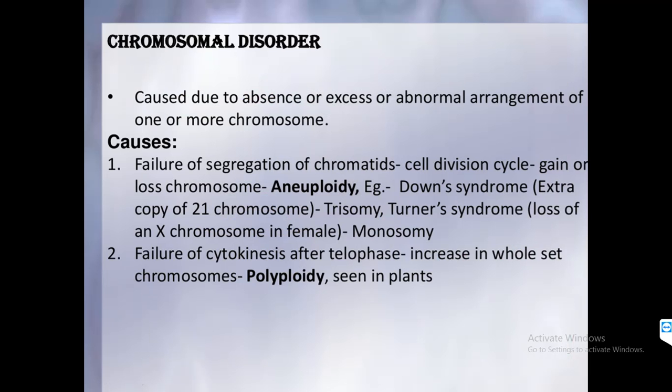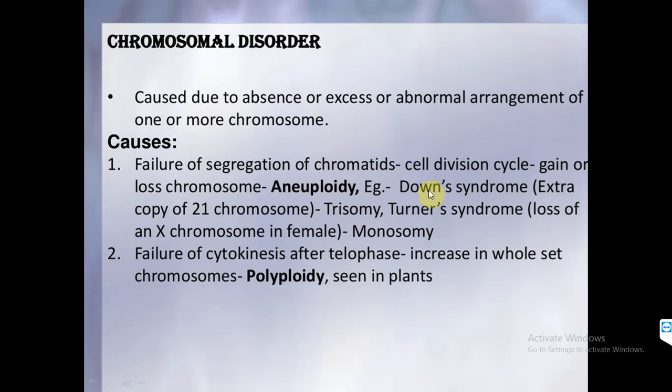We're talking about some chromosomal disorders. These are caused due to the absence or excess or abnormal rearrangement of one or more chromosomes. So the chromosome number either increases or decreases. So what are the causes? Failure of segregation of chromatids. During cell division, we all know that there is segregation, that is separation of the chromatids. But if that segregation is not there, then during the cell division cycle, there can be a gain or a loss of chromosomes. So that is called aneuploidy.